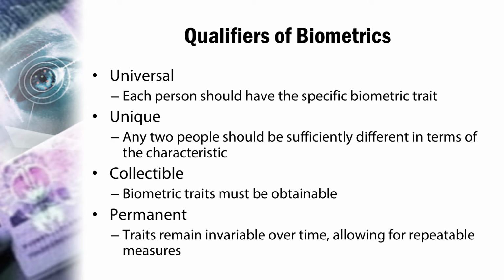One of the main reasons biometrics are used is because they are universal. Each person should have a specific biometric trait. It is also unique because two people are sufficiently different in terms of the biometric characteristic. Biometrics are also collectible and must be obtainable in order to use them. Lastly, biometrics should be permanent, which means traits that remain invariable over time, allowing for repeatable measures.